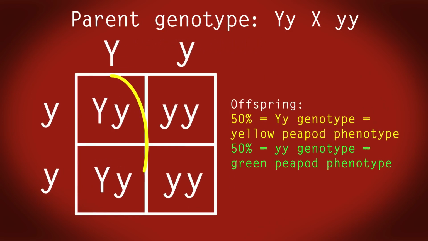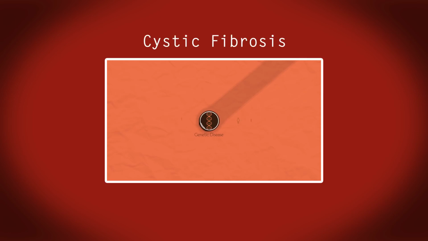We have two Yy genotypes, which means 50% of these offspring would have the dominant yellow pea pods. And we have two yy genotypes, so 50% of these offspring would have the recessive green pea pods. We could write this as a 1:1 yellow-green phenotypic ratio. Let's look at another example.